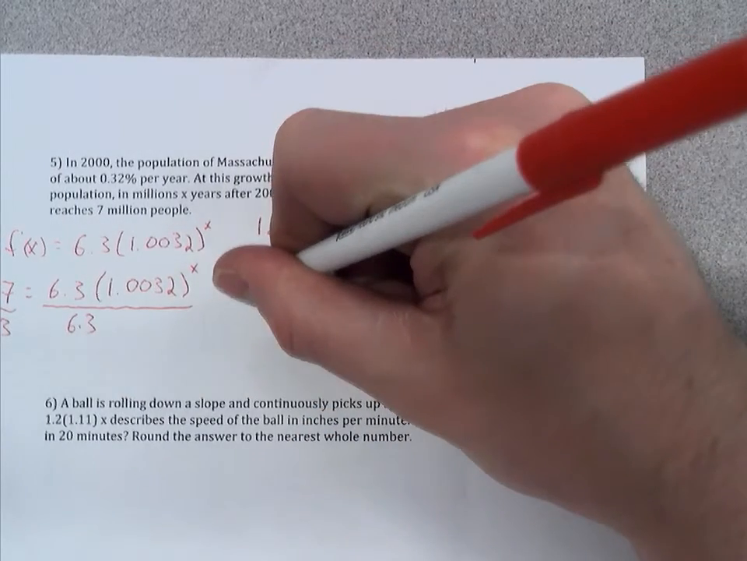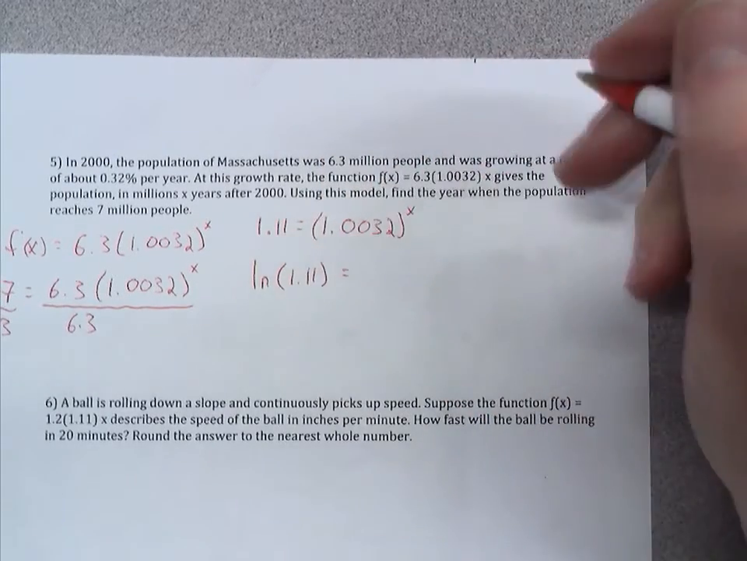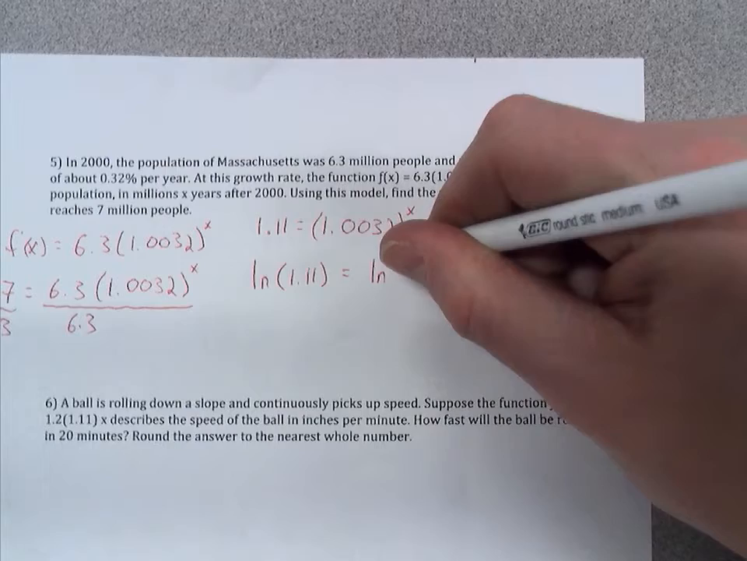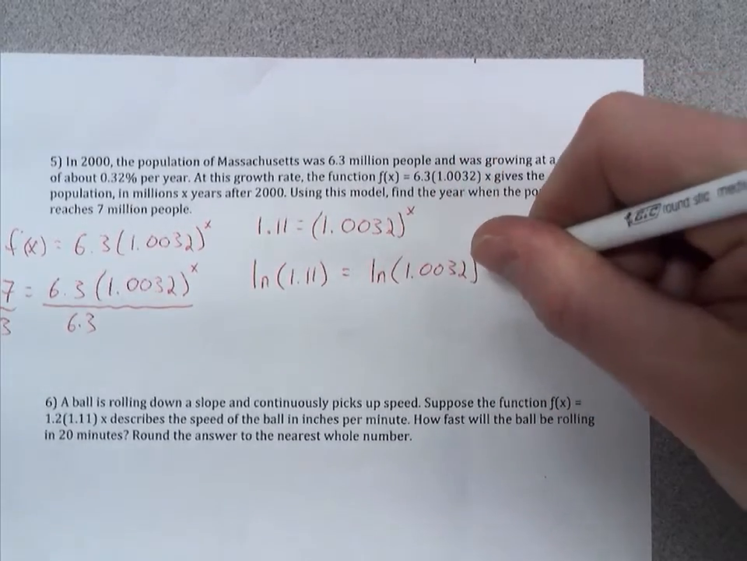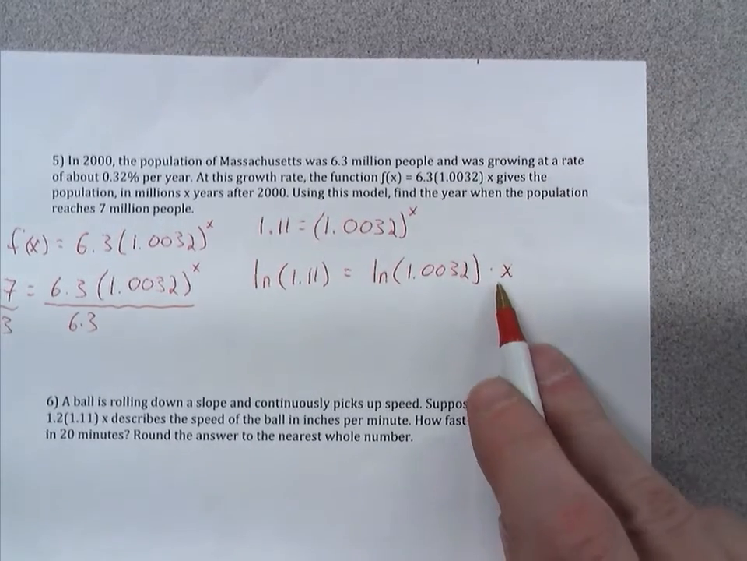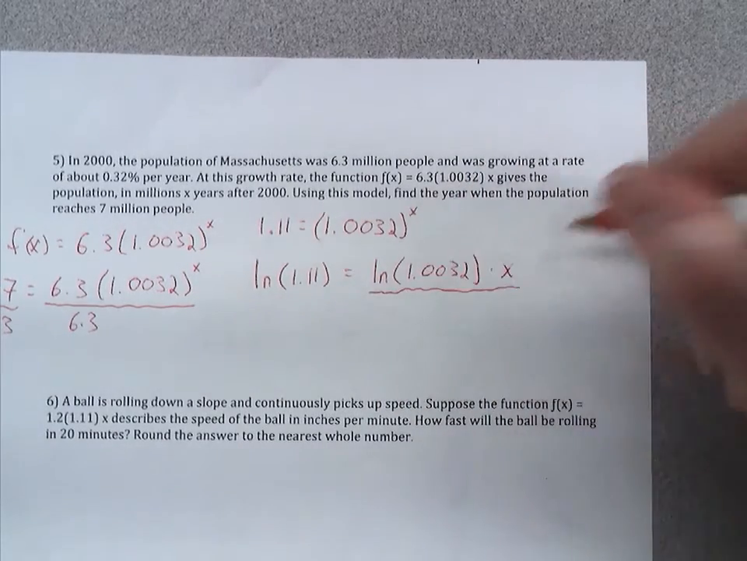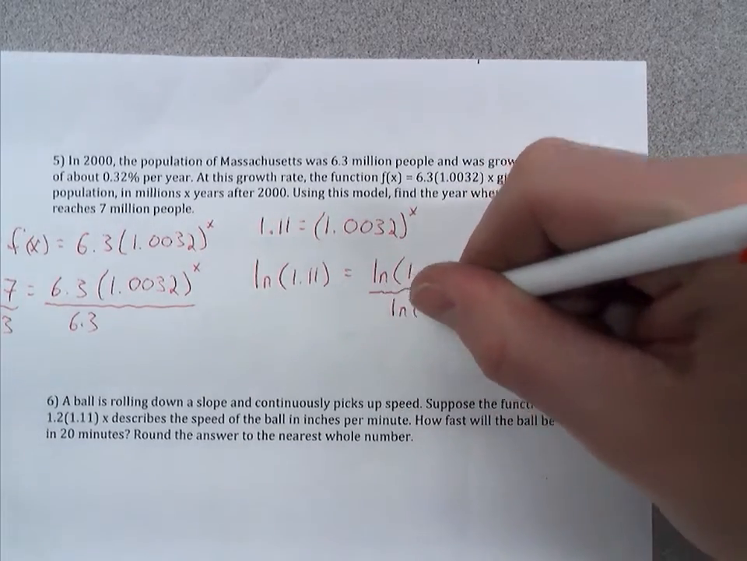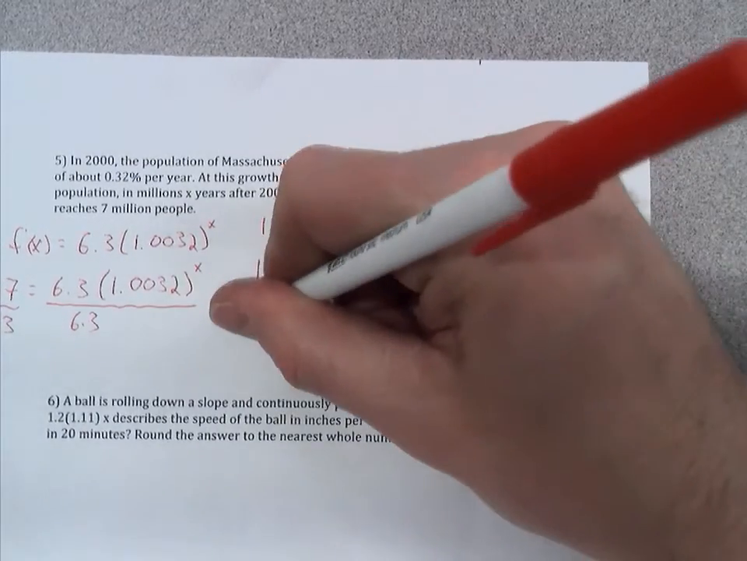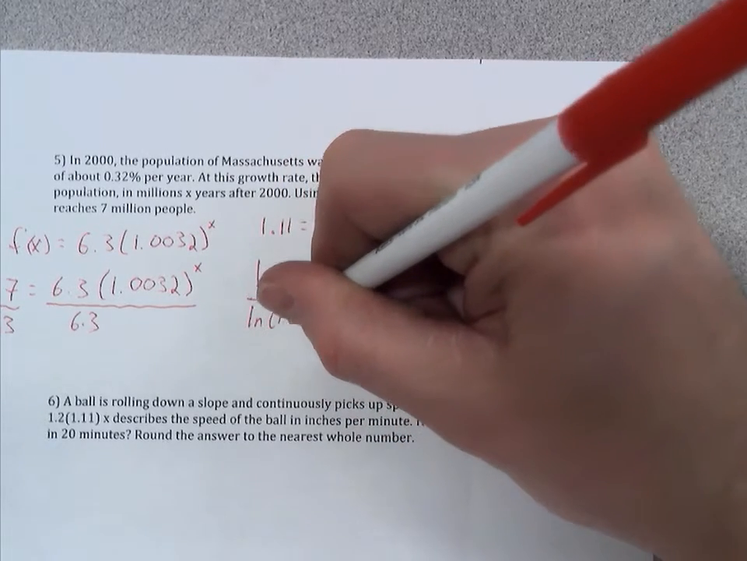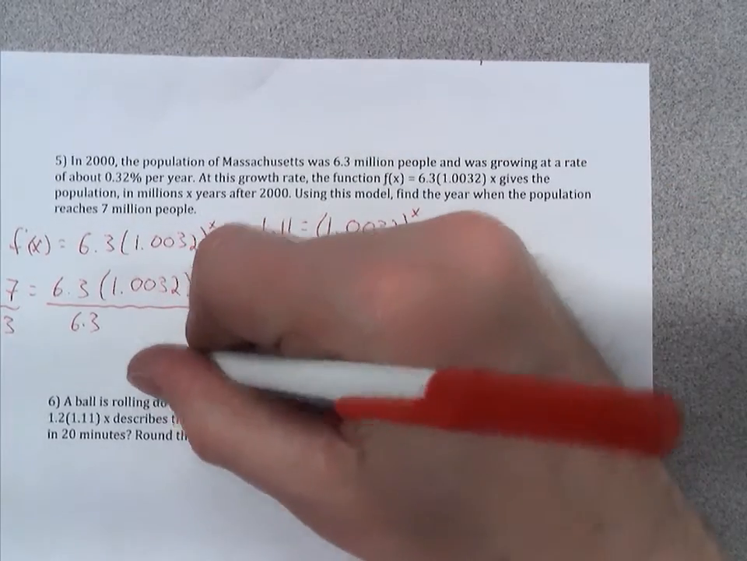So I'm going to take the natural log of 1.11, and that is going to be equal to the natural log of 1.0032, and that allows us to remove x. So now x just becomes a variable, not an exponent. So now I can just divide both sides of the equation by the natural log of 1.0032.